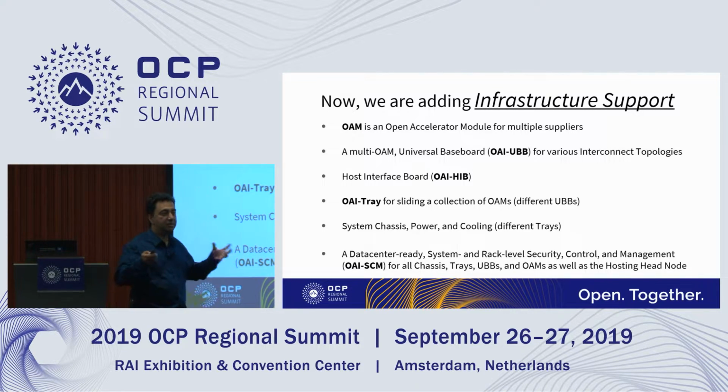All of these solutions need to be in a mechanically feasible, serviceable item. We call that a tray, the OAI tray. With standardization of the OAI tray, we can actually move all of these modules from one chassis to another chassis. Then we have to build powering and cooling around that. The system is designed for air-cooled or liquid-cooled solutions. And at the end, we need to manage the system. For the management of that, we have a chapter dedicated to the secure control module, specifically done for the OAI chassis.